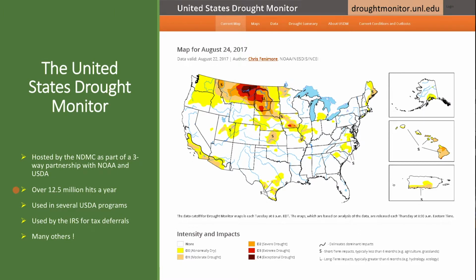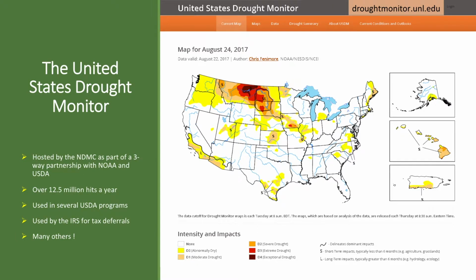Some years we'll have up to 12.5 million hits to this product, especially in a large or summertime drought period. It's used in several USDA programs, which we're here to talk about today. Mark mentioned the IRS, and many others are using this as well. You can get to it at droughtmonitor.unl.edu. This is the launching point for where you can get into the Drought Monitor information.